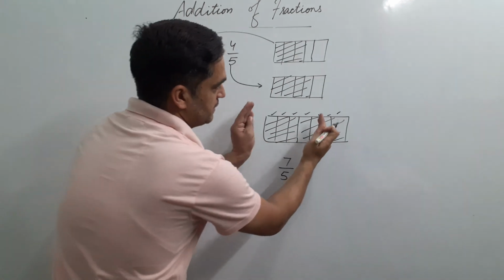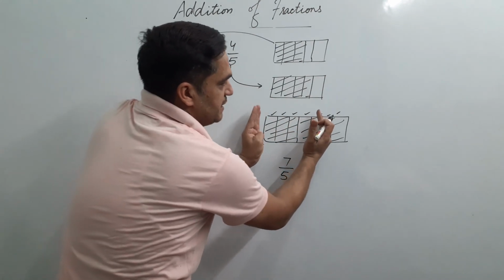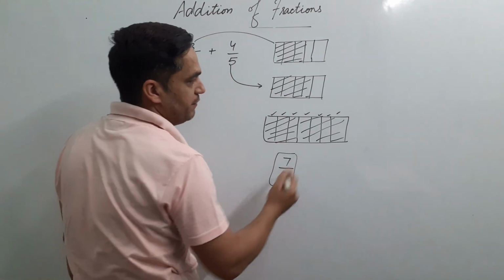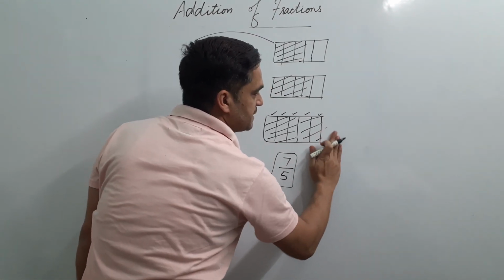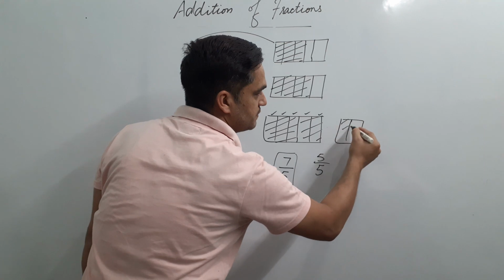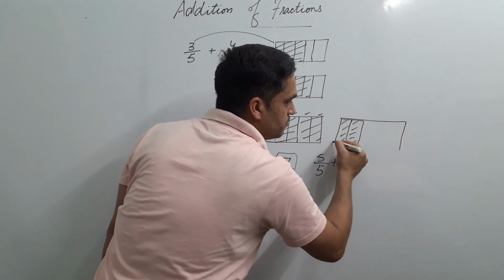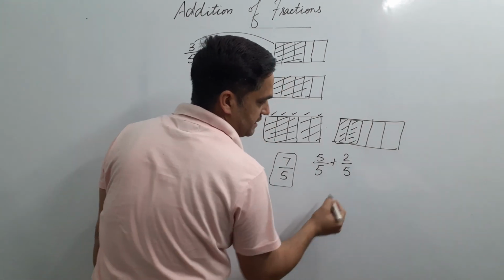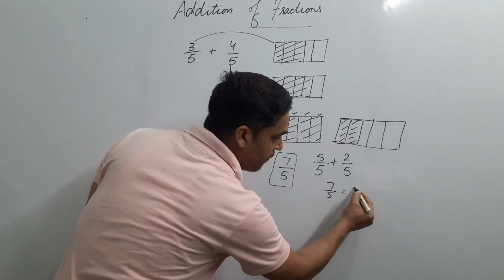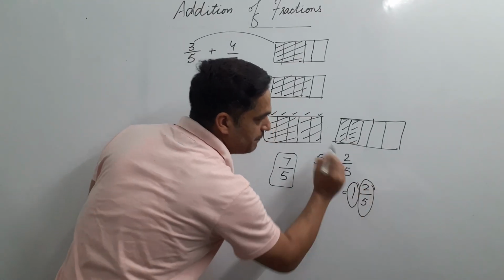If I will compare with the same size, because in market, suppose you are taking this size chocolates, this chocolate will not increase. How will you count this 7 by 5? You will count this 5 by 5 and 2 more pieces. So 2 pieces from here, 5 pieces from here, 7 by 5. Or you can say 1 and 2 by 5. 1 complete chocolate and 2 by 5 part of the other chocolate.